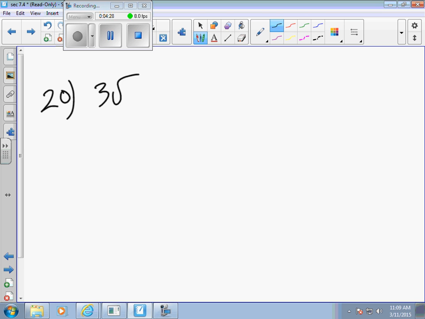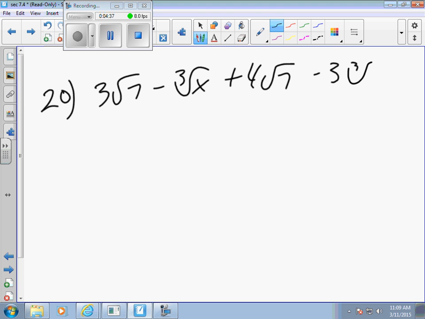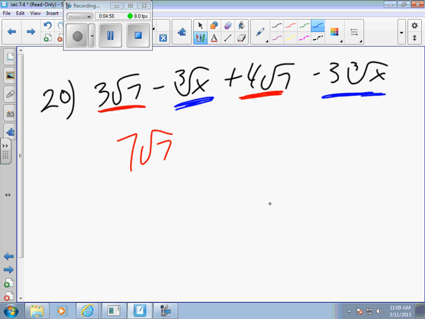20 says 3 root 7 minus the cube root of x plus 4 root 7 minus 3 cube root of x. In this one, we're going to put some like terms together. Here we have a 3 root 7. Here we have a 4 root 7. The radical parts are the same, so we can put them together and make 7 root 7. In here we have the cube root of x, and here's a cube root of x term. If there's no number in front, we can put a 1 there. Negative 1 minus 3 gives me negative 4 cube roots of x.